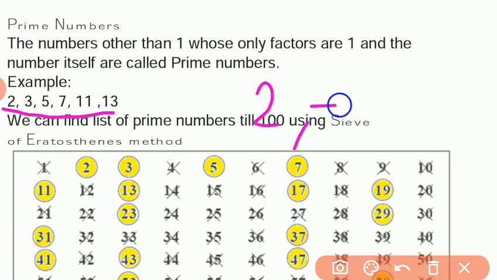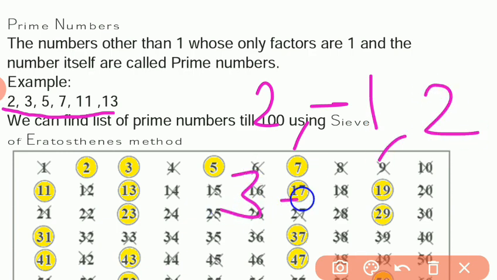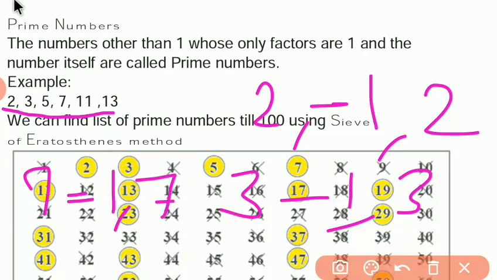You can see that 2 is exactly divisible by 1 and 2. Then 3 is exactly divisible by only 1 and 3. Then 7 by 1 and 7. It means the number must be other than 1. You have to leave out 1. 1 is neither a prime nor a composite number. So a prime is a number other than 1 whose factors are 1 and itself. The factors of 2 are 1 and itself, which is 2. 3 also has 1 and itself, and 7 also has 1 and itself. So this type of number is known as a prime number.